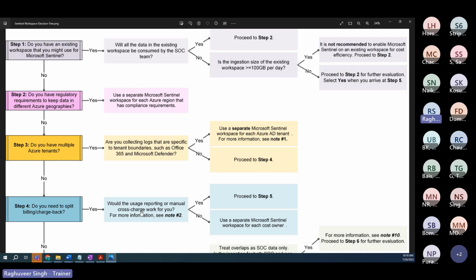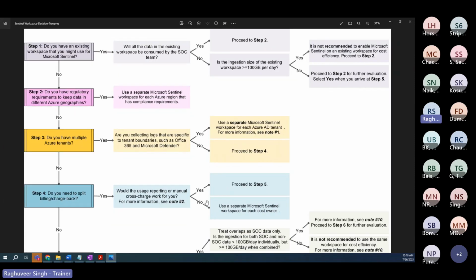So if usage reporting and segregation makes sense to you, then you will need to move to the next step. If it doesn't make sense to you, then the same thing: use a separate Microsoft Sentinel workspace for each cost owner. So if you don't want to get into the reporting, if you don't want to get into the administrative overhead of creating the bifurcation between data sources belonging to various departments, because you want to charge them back, then go ahead and use a separate workspace. And if you are ready to do it, then go for the consolidated workspace. Okay.